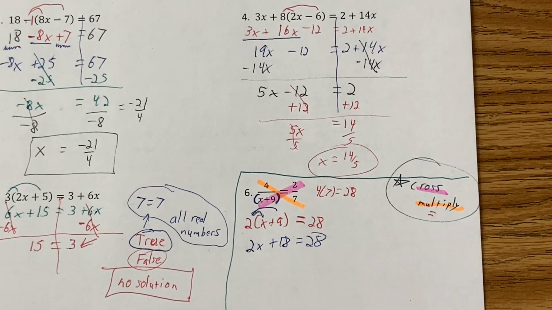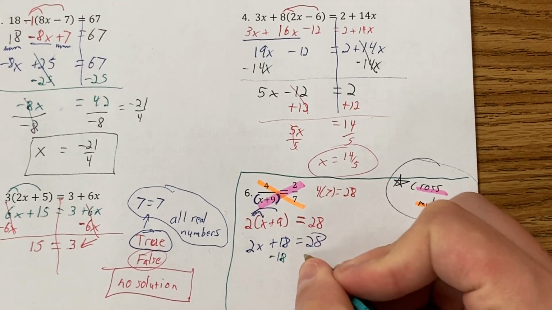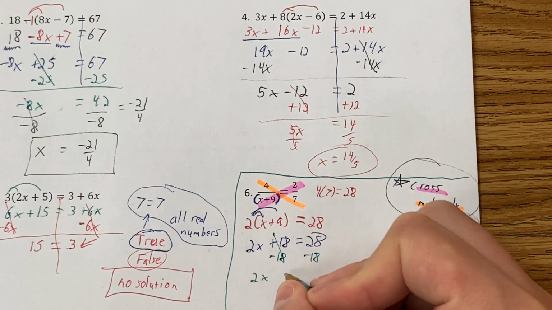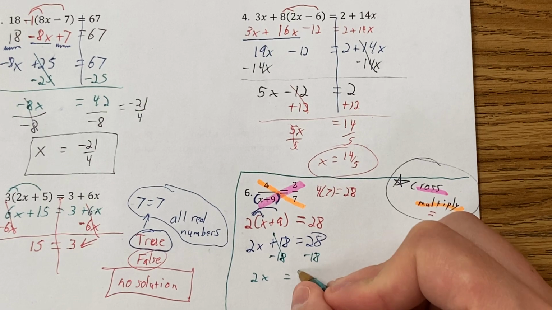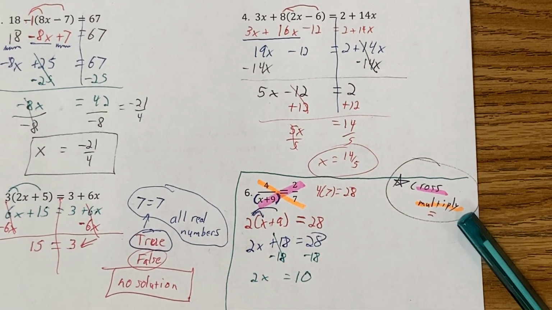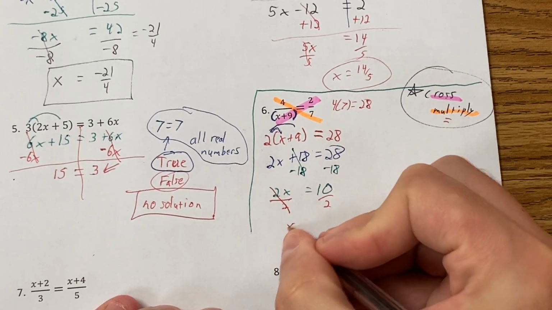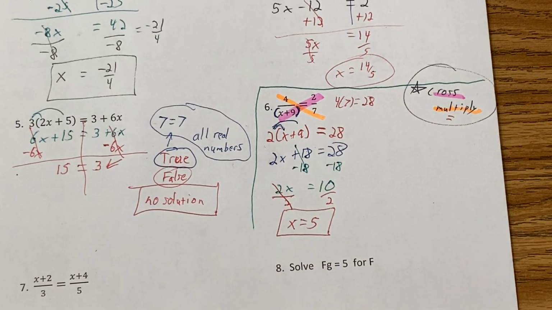All right, can you anticipate what the next step is? The answer is subtract 18 from both sides. And you get 2x equals 28 minus 18 is 10. And what's the last step? Divide by 2. And you get x equals 5. So the answer is x equals 5.